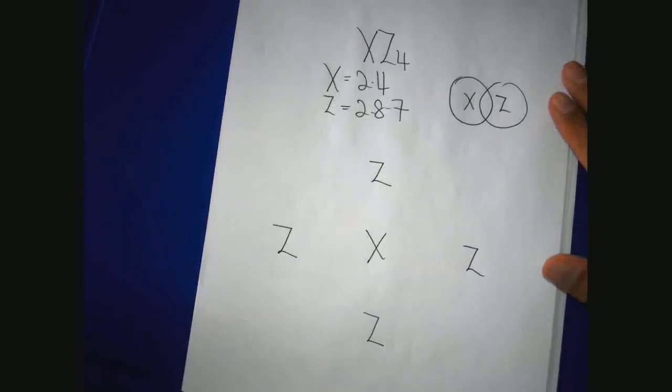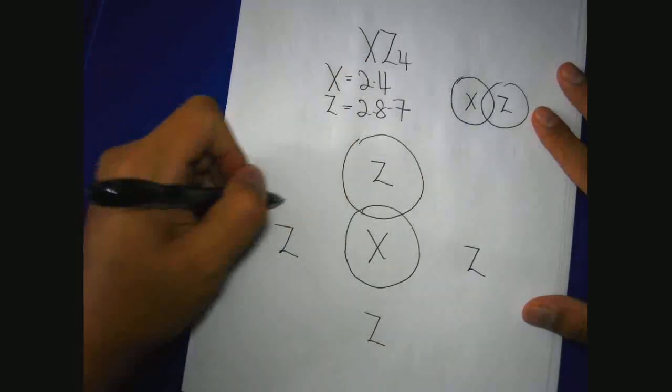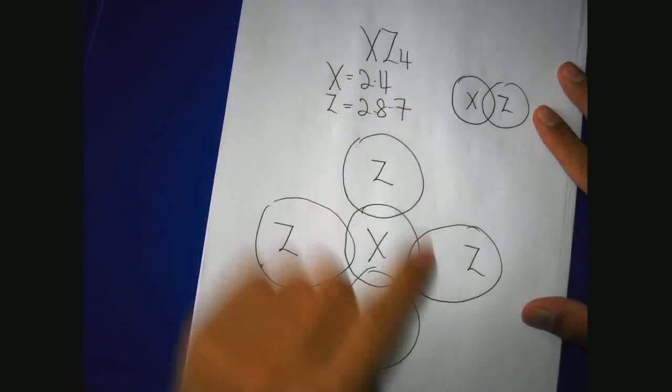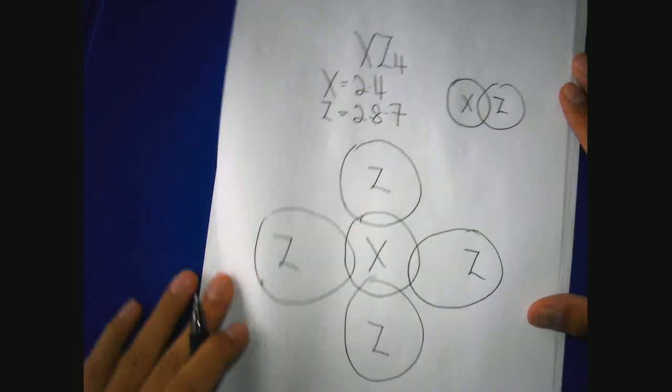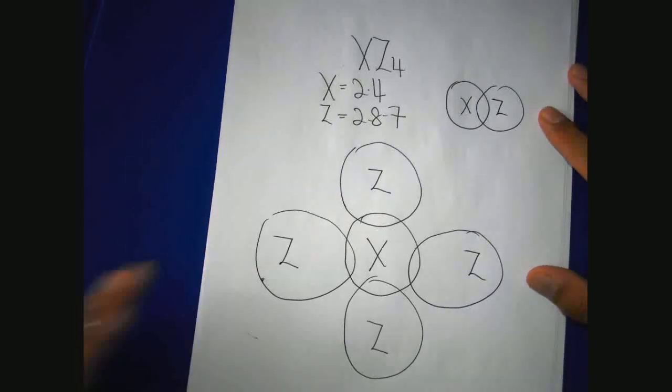After that, you can start with drawing the circles. You draw a circle, keep it big first. Please remember, you have to make sure that your circle has a region that overlaps. You must have an overlapping. So why do we need overlap? Because XZ4 is a covalent compound.